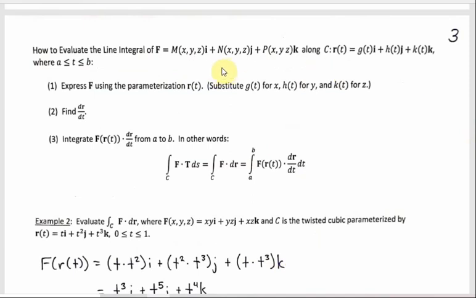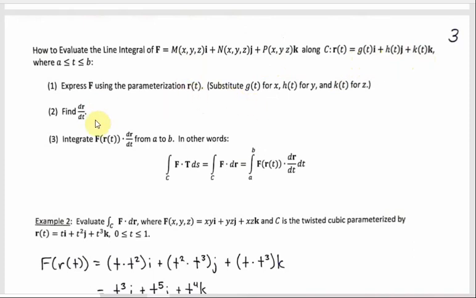So, laid out in step-by-step form, we've got f, right? There's our vector field, and then there's our parameterization of c over here, the r. So the first thing you do is you rewrite f using the parameterization. You go to the parameterization and say, okay, x is g of t, y is h of t, z is k of t. So we're going to sub into these functions, whatever they are, and then we'll have f written in terms of t, or f written in terms of r of t.